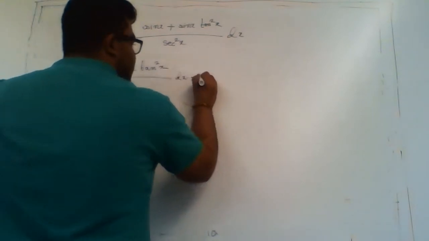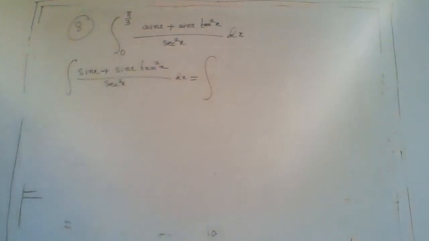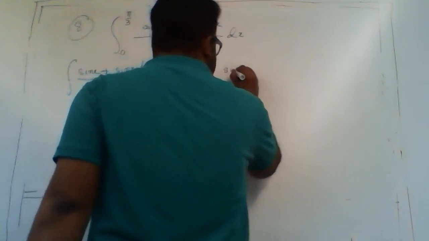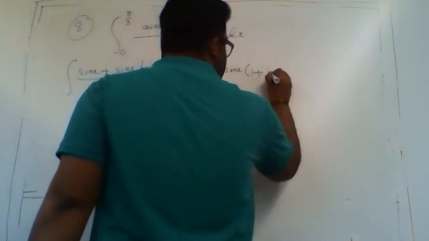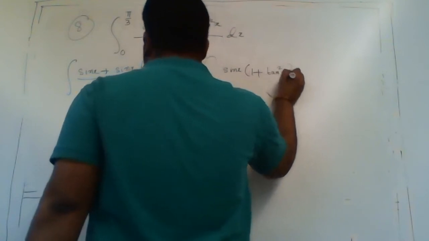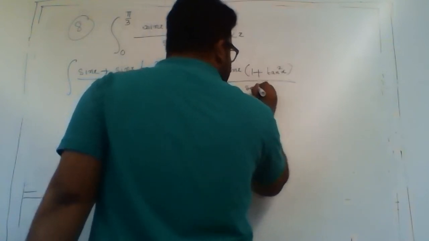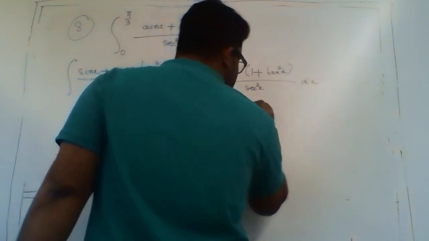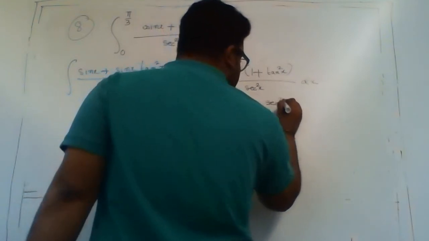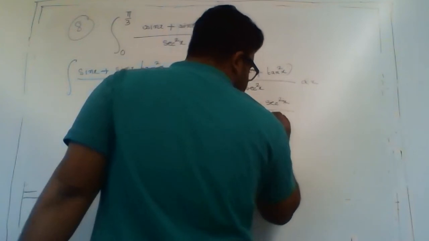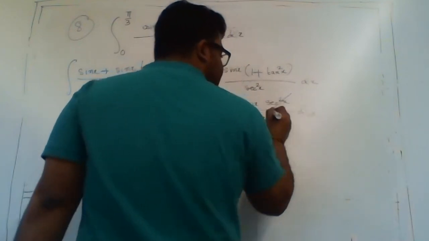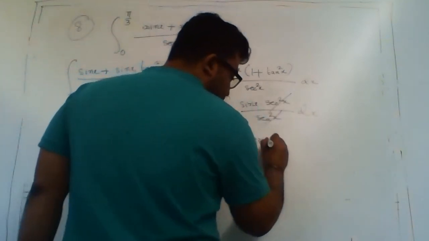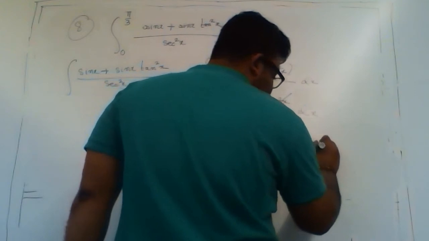You will factor sin x out. If you factor sin x out, you get 1 plus tan square x divided by sec square x dx. 1 plus tan square x is sec square x, divided by sec square x dx. Sec square x cancels out, you get just integral sin x dx, which is minus cosine x plus c.